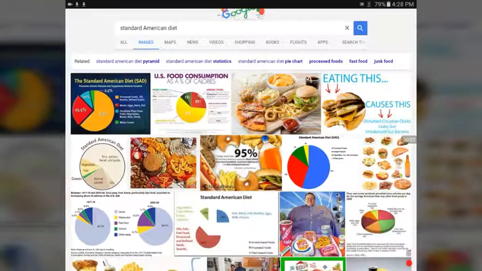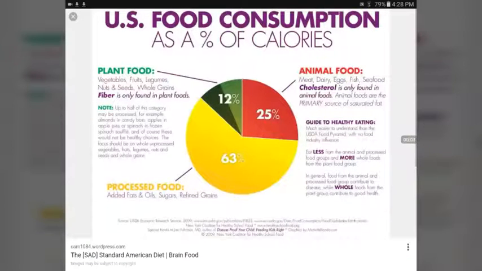What is the standard American diet, and what are the components of the standard American diet? How come I keep getting different answers when I look at different sources? Well, let's take a look.